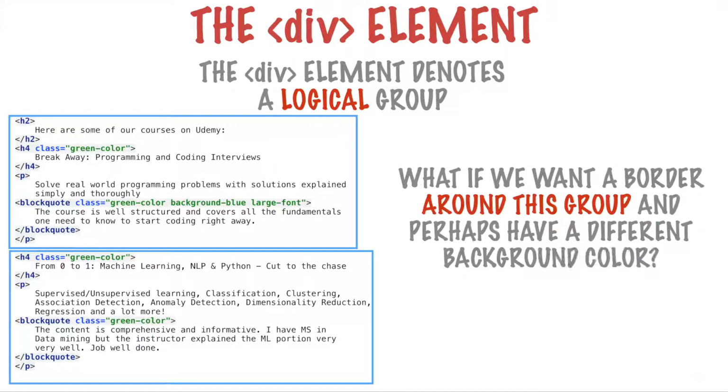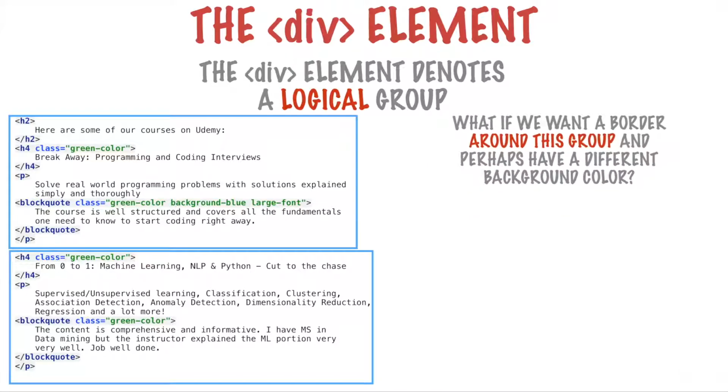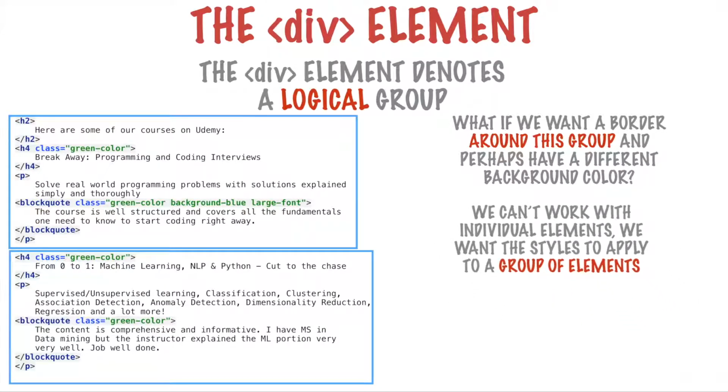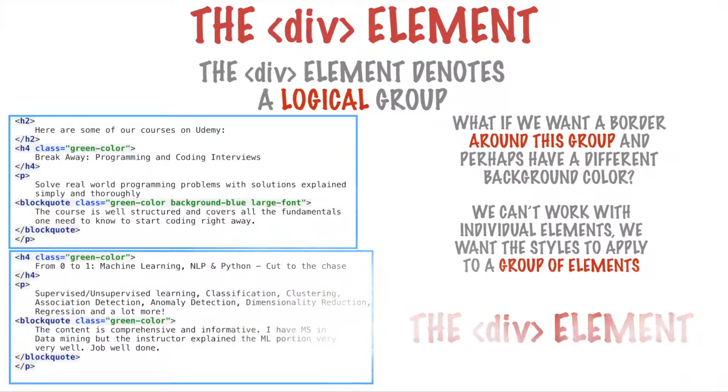Let's say, for instance, we want a border around this group of HTML elements, and let's say we'd like it to have a different background color. We cannot work with the individual elements because we would like the styles that we are about to define to apply to a group of elements. The only way that we can achieve this is using the div element.